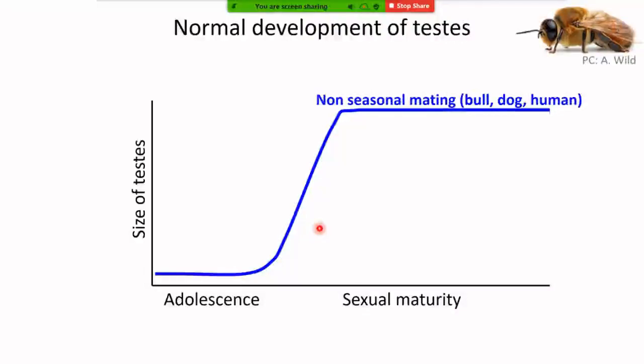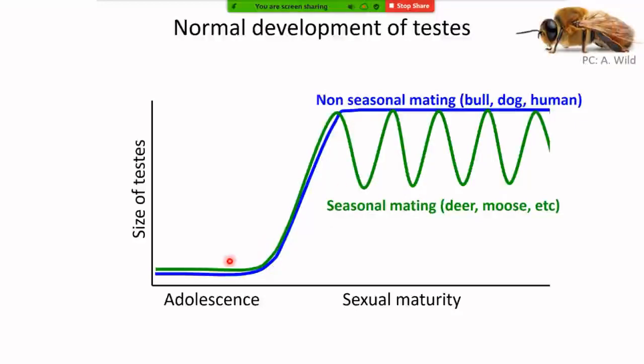Just for some background information, if you think about the size of testes, we are used to thinking that in most animals, as they mature through adolescence, the size of their testes will increase, like we see in bulls and dogs or humans, for example. Now, we also know there are other animals that are somewhat different, where the size of their testes will increase as they reach sexual maturity, but it will fluctuate as the mating seasons come and go, like we see in deer and moose.